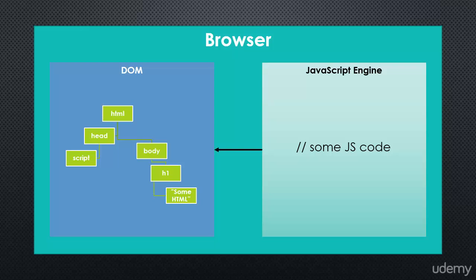Make sense? This is the core of how modern websites and web applications work. JavaScript code running in the browser through the embedded engine, manipulating the DOM, making the web page dynamic, allowing it to change, to respond, thereby making the web page interactive. This is how this works.